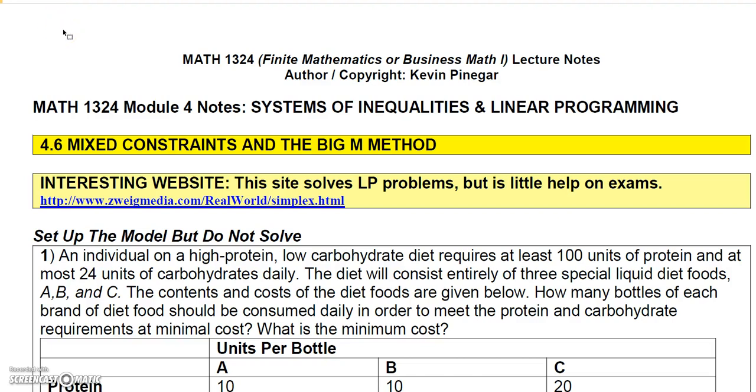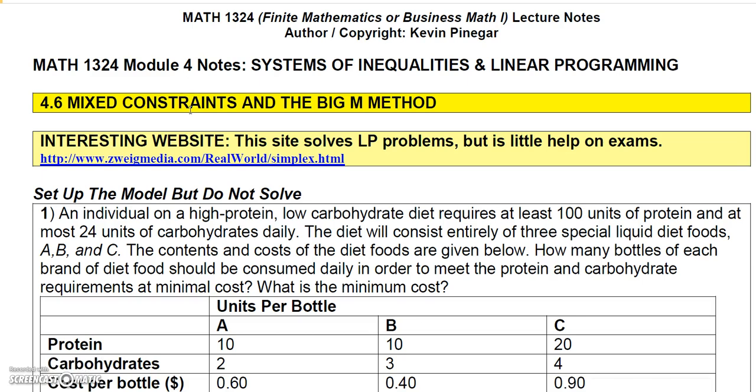In this section, we're going to talk about how to solve problems involving mixed constraints. In an earlier section, we talked about how you could solve maximization problems as long as they have all less than or equal to constraints. Then we talked about how you could solve minimization problems as long as they had only greater than or equal to constraints. But obviously there are going to be some situations where we have mixed constraints and there's nothing we can do to get the problem into one of those two standard forms that I've already shown you.